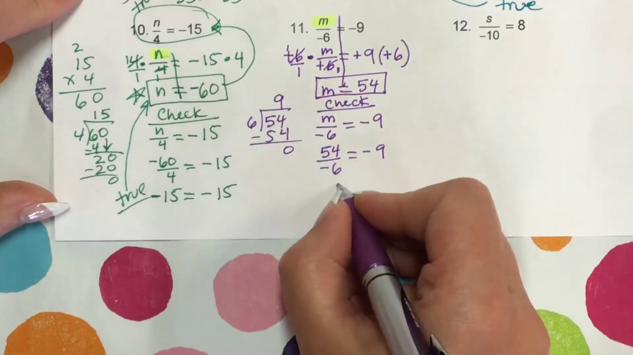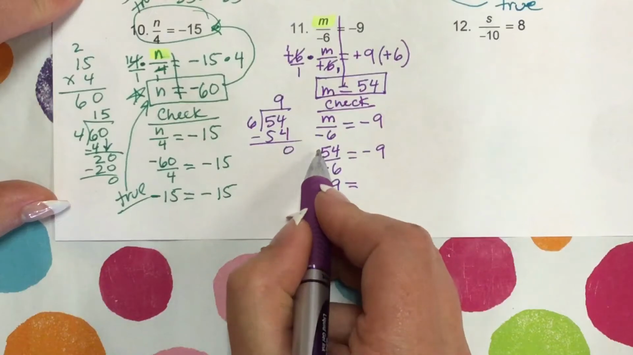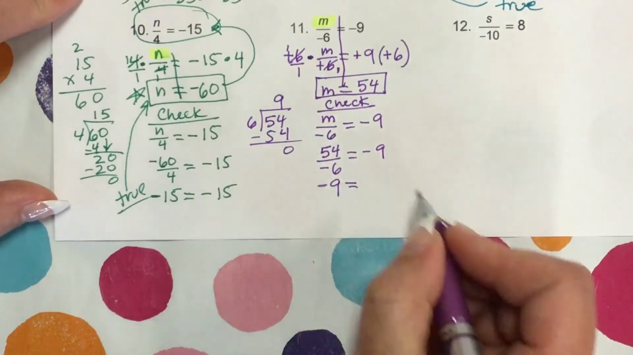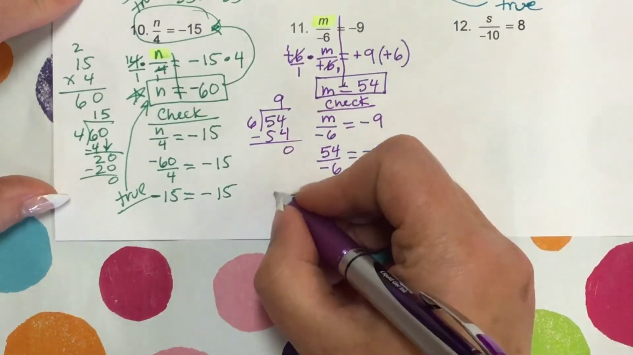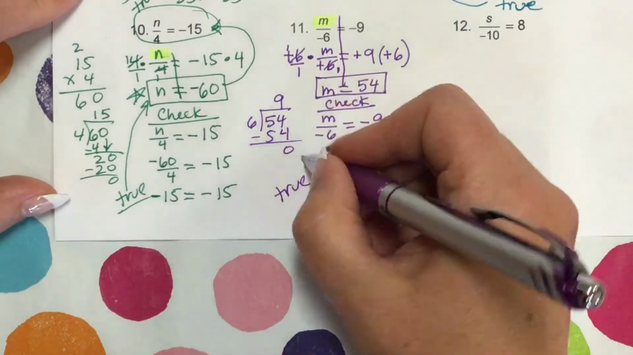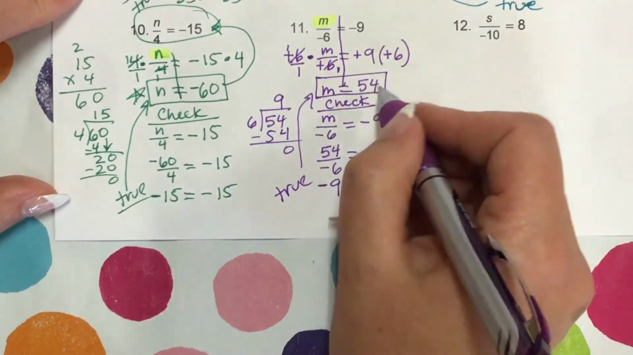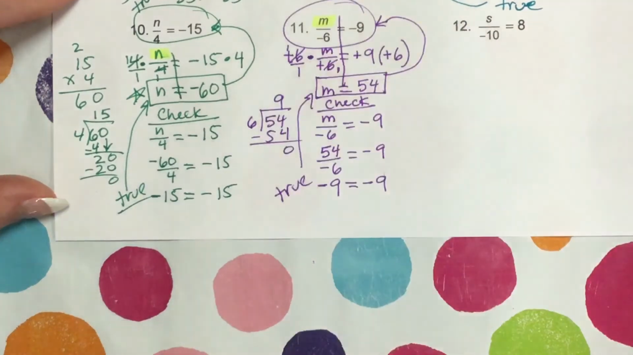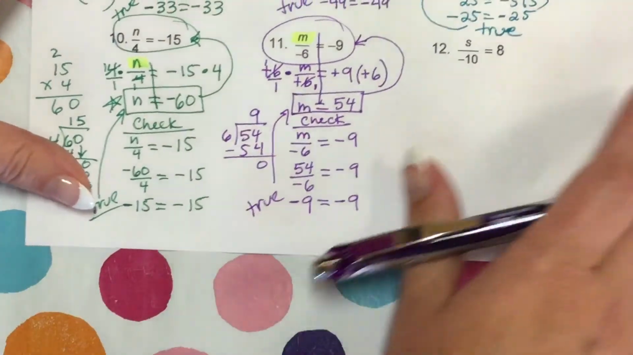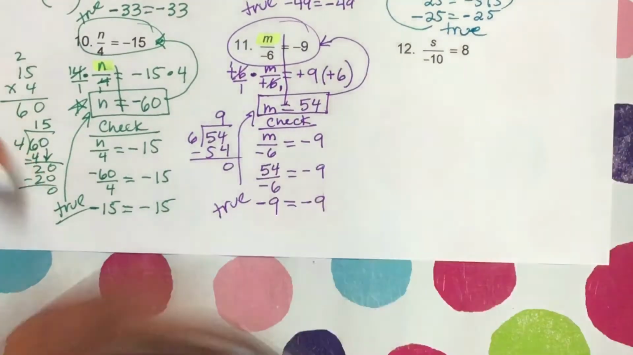So it goes in 9 times, so the answer is 9, but it's a positive divided by a negative, which ends up being a negative. And negative 9 equals negative 9. This is a true statement, which means that the answer, m equals 54, is the answer to the original equation right over here. So we did it correct. All right. On to number 12, the last one. Let's see how you did.